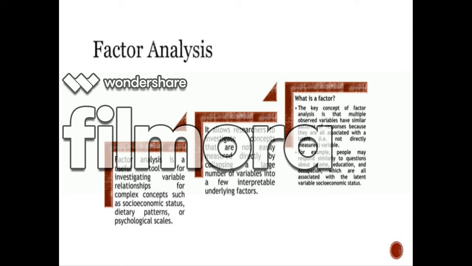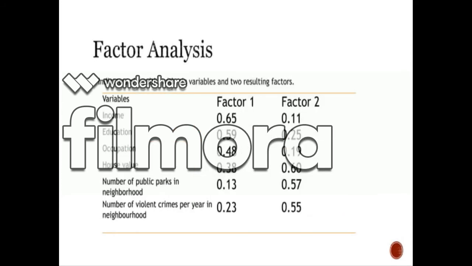So what is a factor then? A key concept of factor analysis is that multiple observed variables have similar patterns of responses because they're all associated with the latent, not directly measured, variable. For example, people may respond similarly to questions about income, education, and occupation, which are all associated with the latent variable, socioeconomic status. So this is a good example of factor analysis.